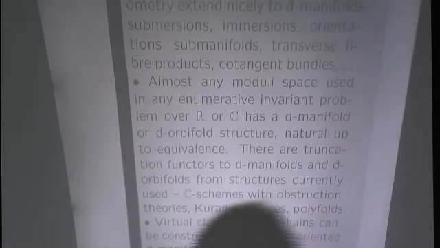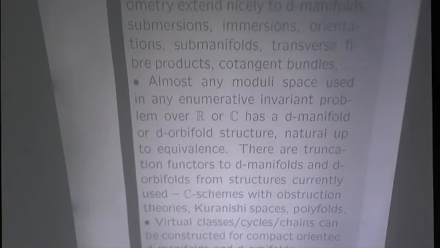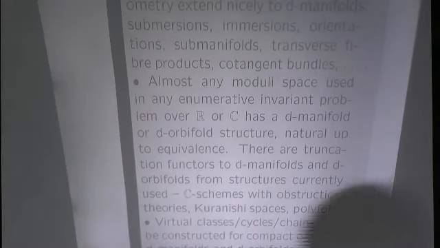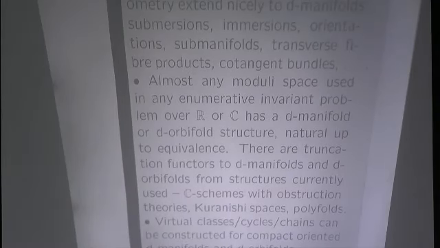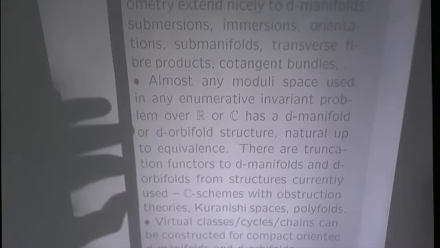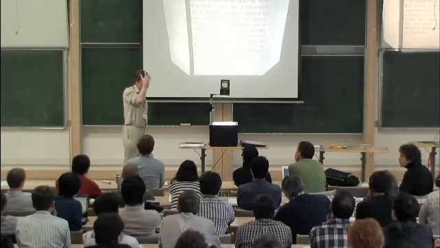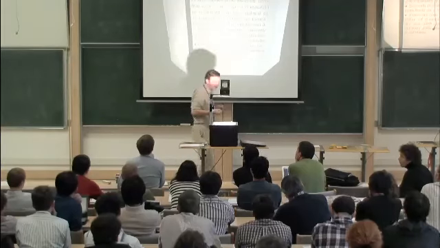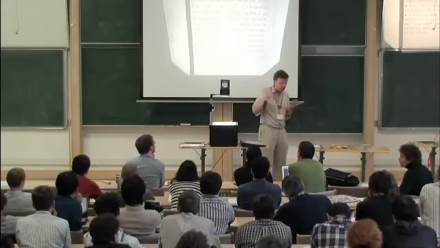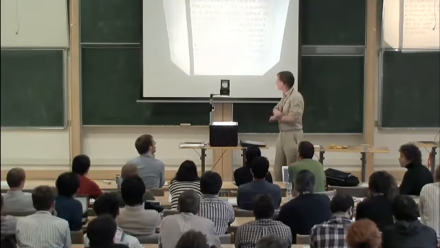But there should be truncation functors going to D-manifolds and D-orbifolds from the kind of things which people generally use, such as C-schemes with obstruction theories, Kuranishi spaces, polyfolds with Fredholm perturbations, and so on. So the proofs which people have already given that the various moduli spaces people are interested in have appropriate geometric structures will then immediately imply that you also have a D-manifold or D-orbifold structure.